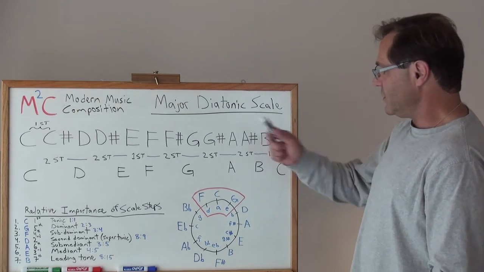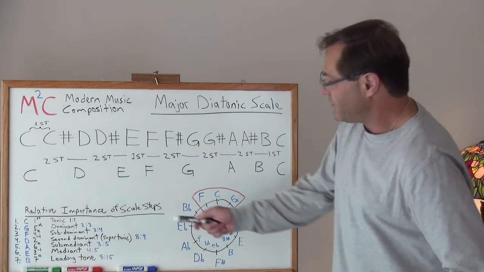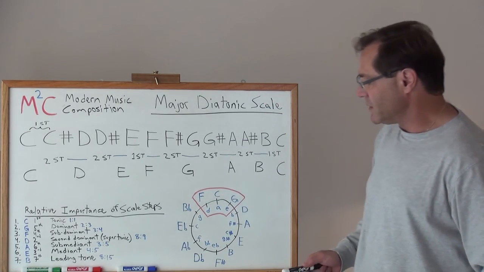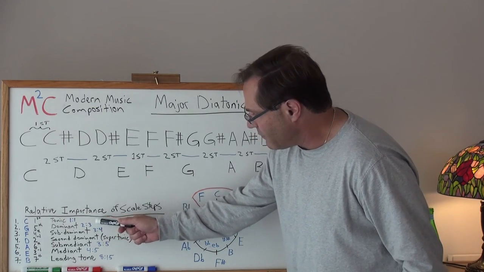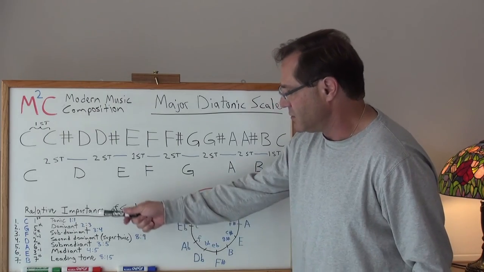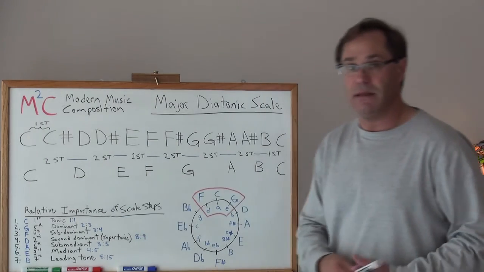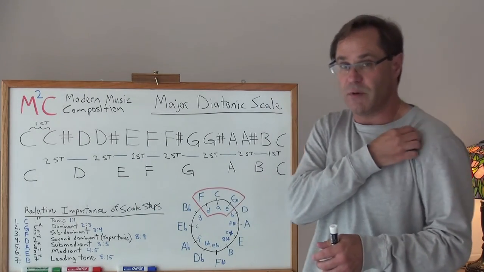Well, the next thing to do, I think, is to understand a couple properties associated with this scale. So what I've done is I've written down the relative importance of the scale steps. And next to each one, I've written its particular mathematical ratio with respect to the tonic, in this case C. If you watch my previous video, you'll understand where all those ratios come from.